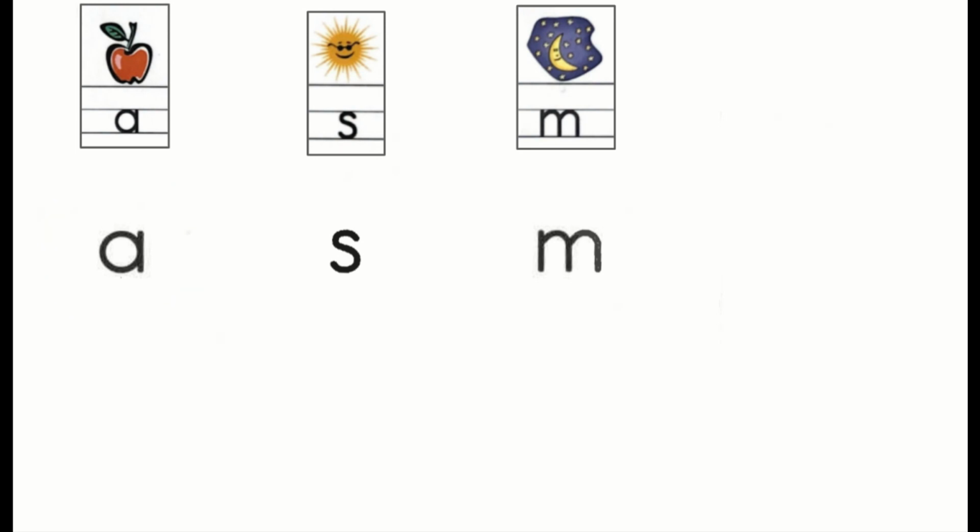Next word. Sam. What's the first sound in the word Sam? Say that sound and point to that letter. Sam begins with s, like sun, which is made by the letter S. Next word, mat. Did you say m like moon and point to the M? If so, you're correct. Let's try another word. Sun. Did you say s and point to the letter S? If so, you're right.